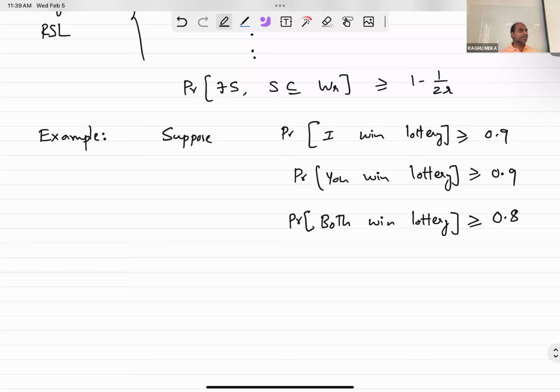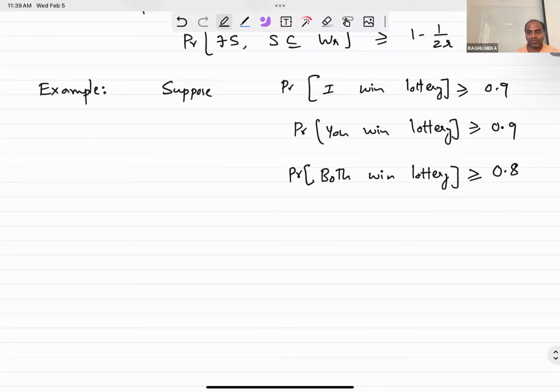If you have 10 events, each one has a 99% chance of succeeding, then the chance that all of them succeed is at least 90%. Okay, so that's what we're going to use.